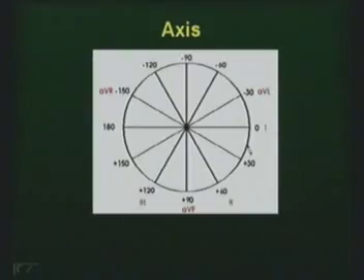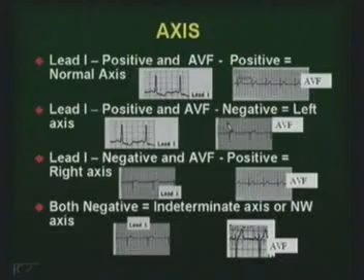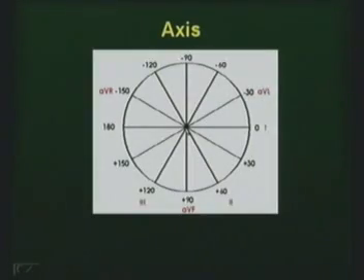For you to just go back again, lead 1 is positive and AVF is negative. So you are going to be in this quadrant, correct? So we've got a left axis. If your lead 1 is negative and AVF is positive, as seen here, it is negative and this is positive, you've got a right axis. So if your lead 1 is negative and AVF is positive, you've got a right axis deviation.